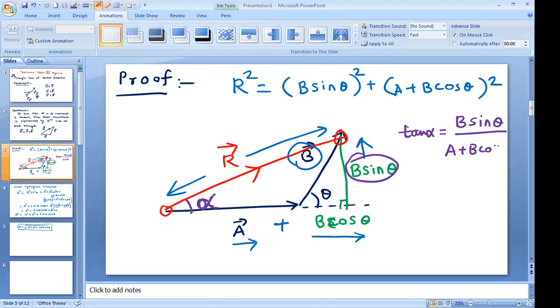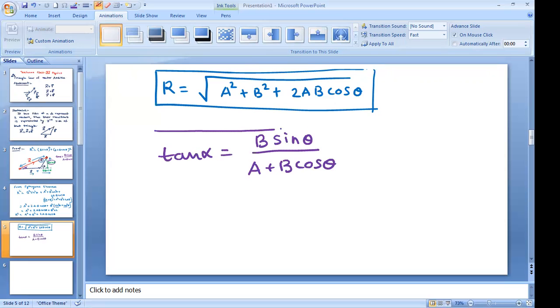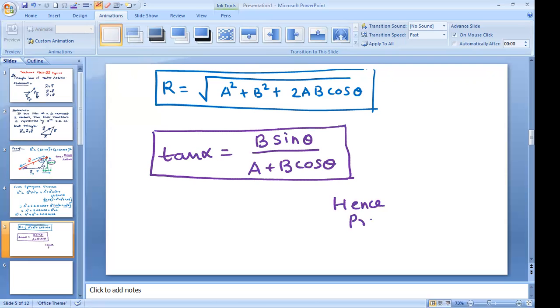So this is telling me the direction. So finally I'll write tan alpha is equal to B sine theta upon A plus B cos theta. So I have derived magnitude as well as direction for triangle law of vector addition. Hence proved.